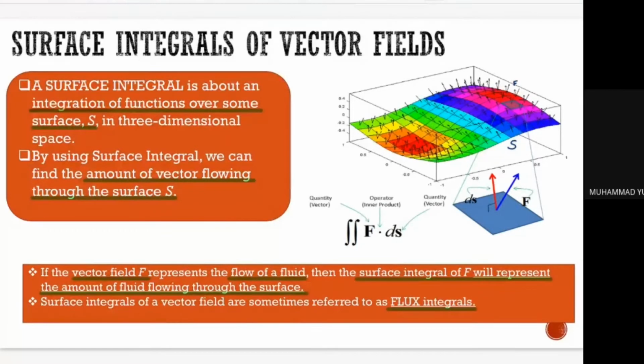Let's say you have this surface, surface S. Then you want to find the integral over this surface. By using the surface integral, we can find the amount of vector flowing through the surface S. If the vector field F represents the flow of a fluid, then the surface integral of F will represent the amount of fluid flowing through the surface. Sometimes you call a surface integral a flux integral.